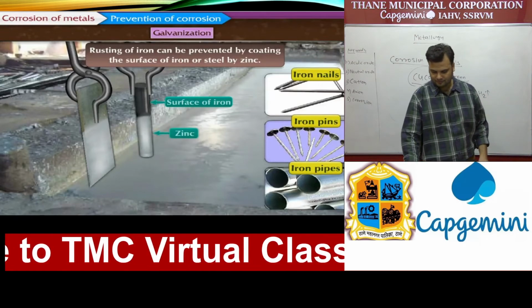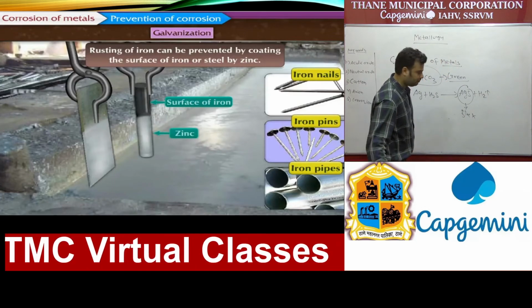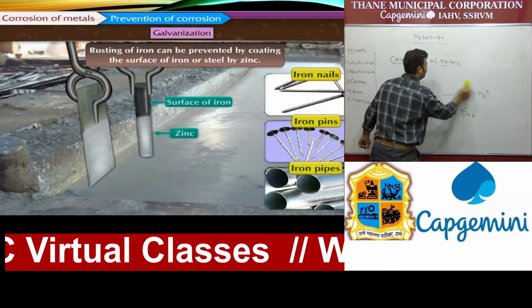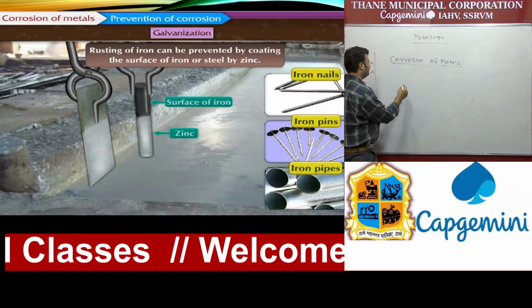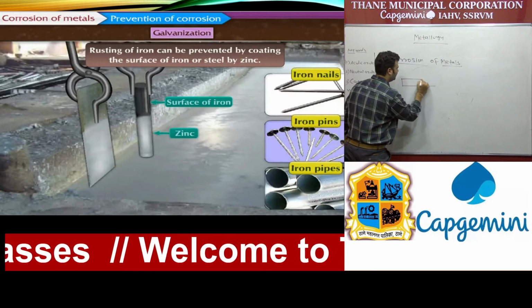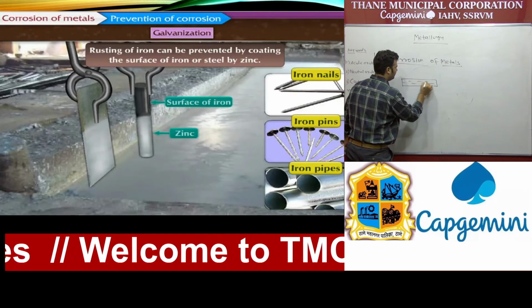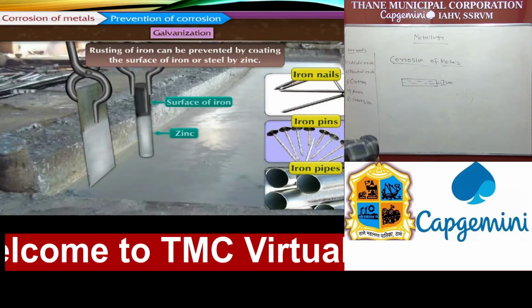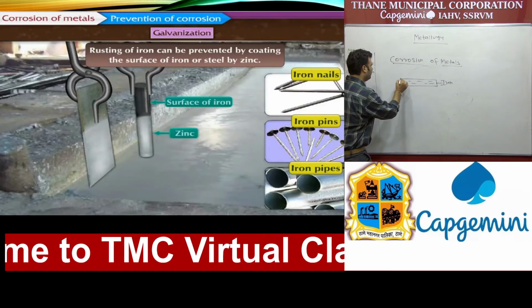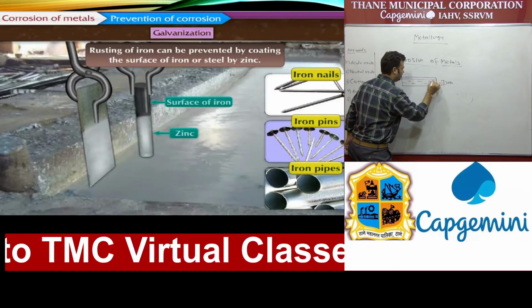So what happens? You can see in the figure, and we know that if you compare iron and zinc, iron is less reactive than zinc. So what can we do? Suppose this is your iron metal. We can apply another coating on the surface, that is zinc.